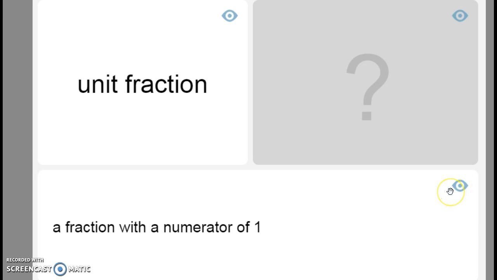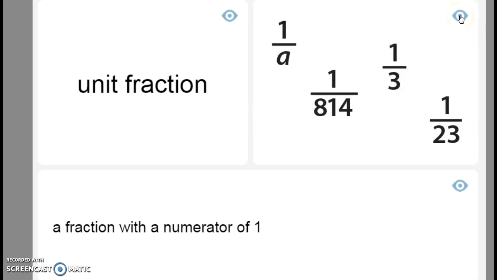A unit fraction is just a fraction with a numerator of 1, so that means we're talking about just one out of many parts of a whole, or maybe even just a few parts of a whole. So let's take a look at what unit fractions look like. Wow. Okay, so here we have 4 unit fractions. Notice all of them have 1 for the numerator. That shows that we're talking about one part of the whole.